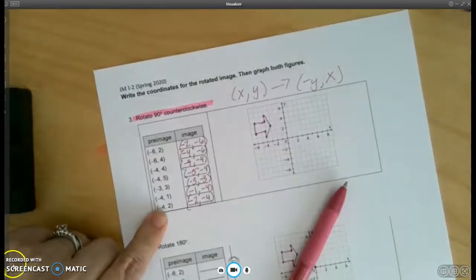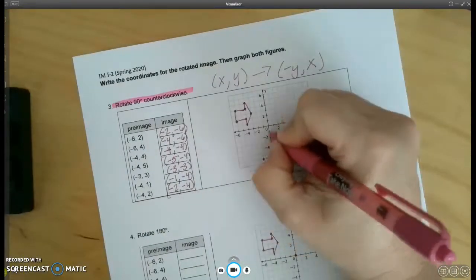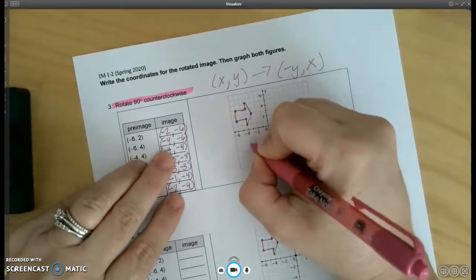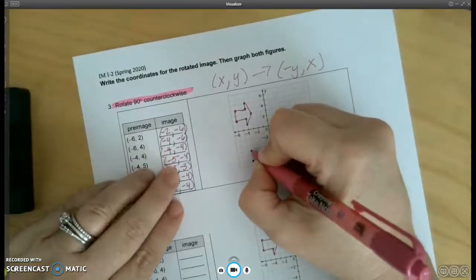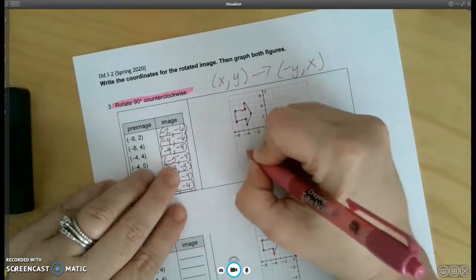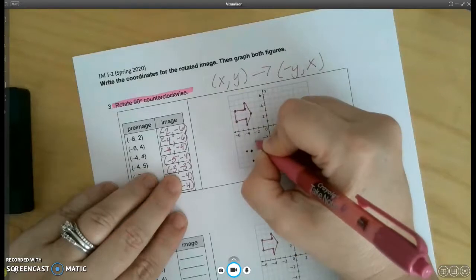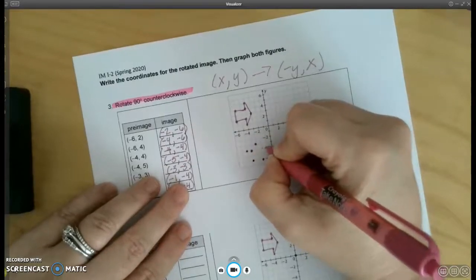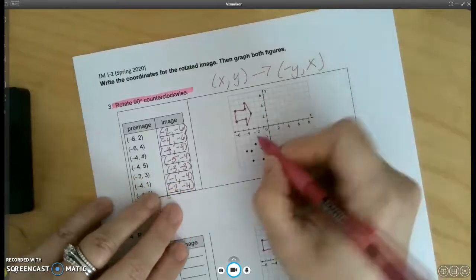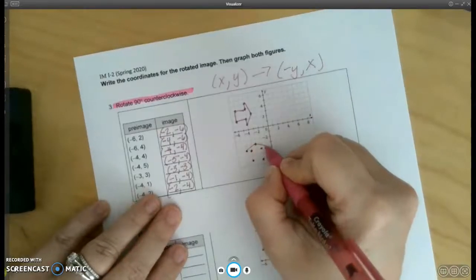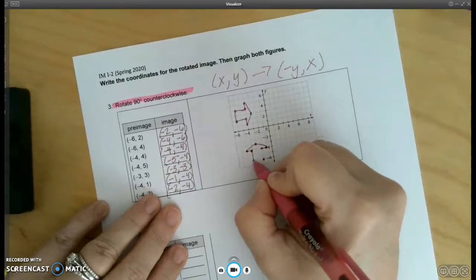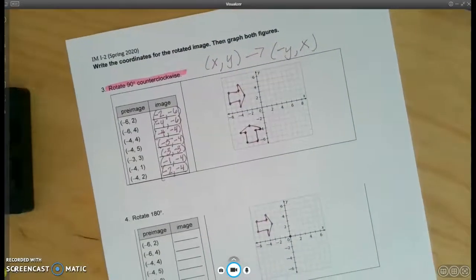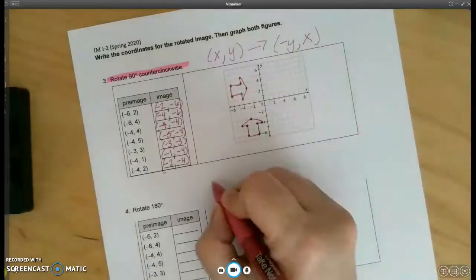Okay? (-6, -4), (-6, -4), (-5, -4), (-3, -3), (-1, -4), and (-2, -4). So you can see my rotation here is what we have rotated 90 degrees. Okay? All right, the last one rotated 180 degrees.